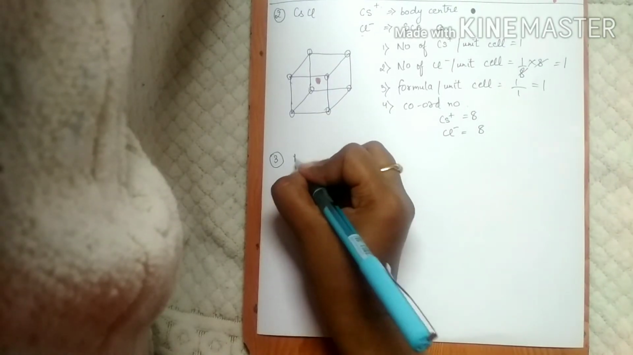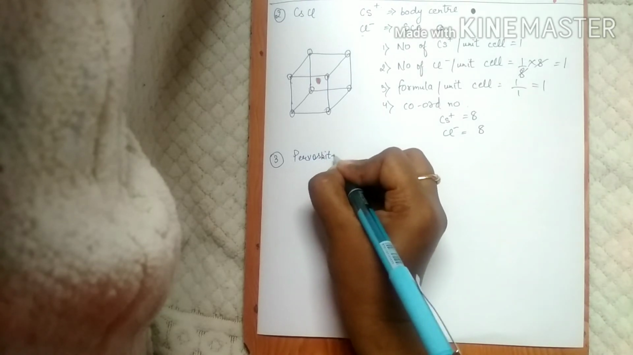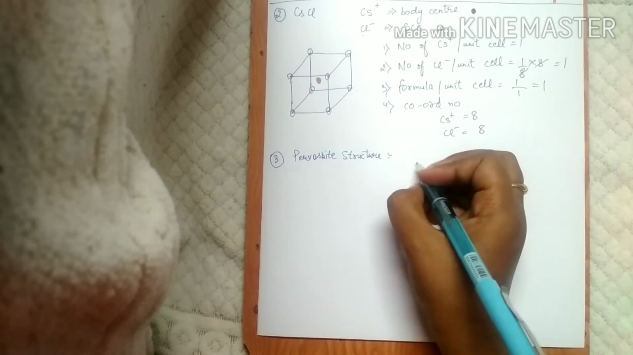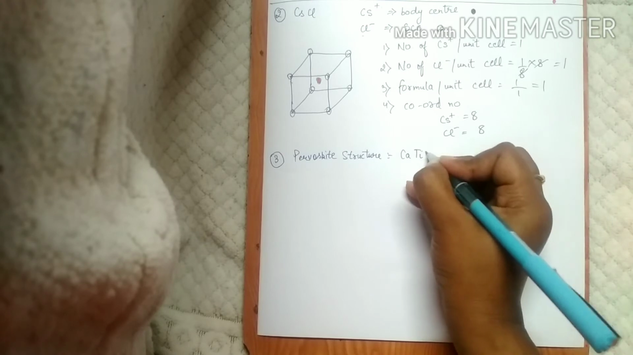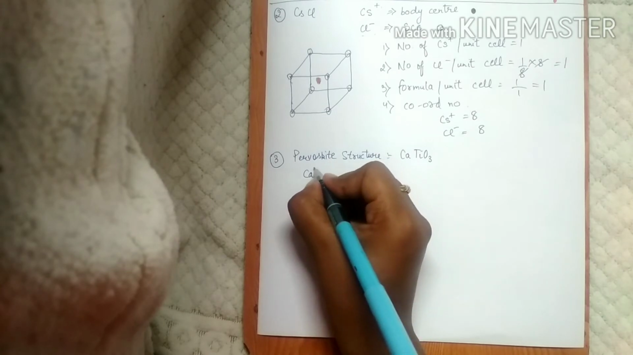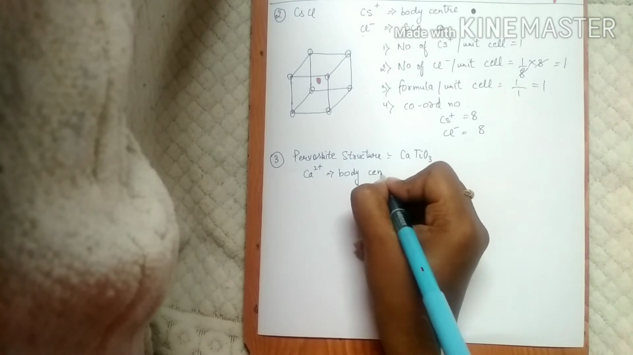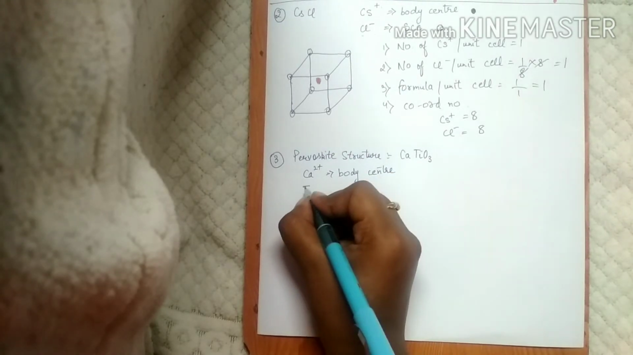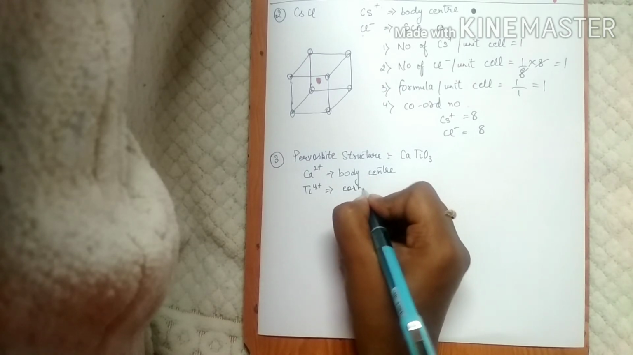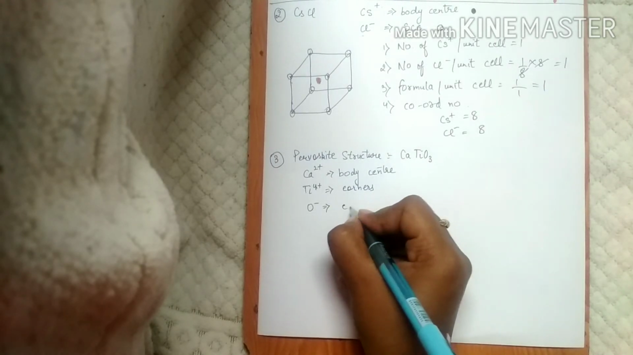which is your perovskite structure. That is CaTiO3. In this case, Ca2+ is present at the body center, Ti4+ is present at the corners, and O negative is present at each edge center.